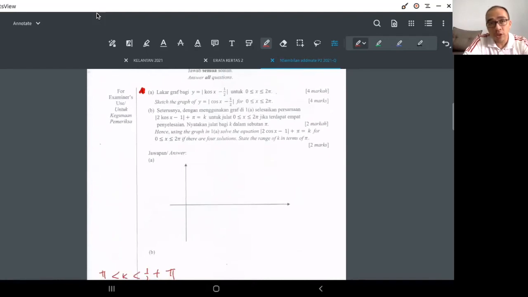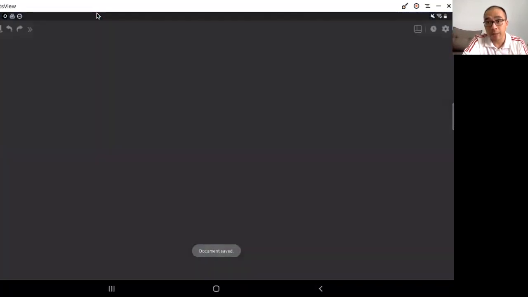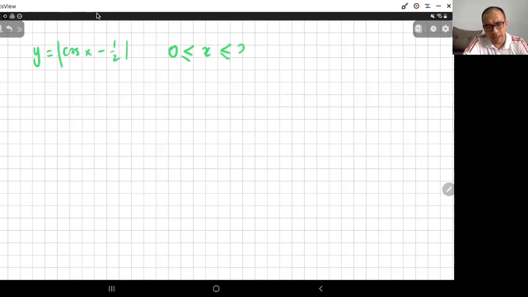Whenever we draw a graph, the first thing we need to know is what graph we are expecting. I usually tell my students to avoid plotting points and then joining them all, because you may get the wrong idea. So our graph is y = |cos x - 1/2|, from 0 to 2 pi. The good news is the angles are pretty standard, 0 to 2 pi. So we take the normal one first.